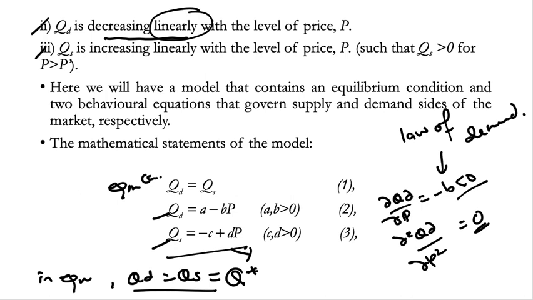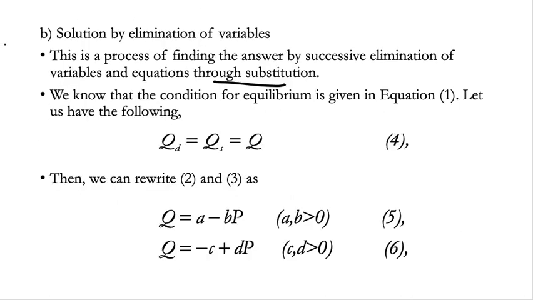Alright, that means if we try to arithmetically find the solution by elimination of variables, then we have this condition. Then we can rewrite 2 and 3 previously as Q star. Let's say I put Q star here. Instead of writing QD in expression 5, we change it to Q star. This one also to Q star, so that we standardize the symbol for equilibrium.